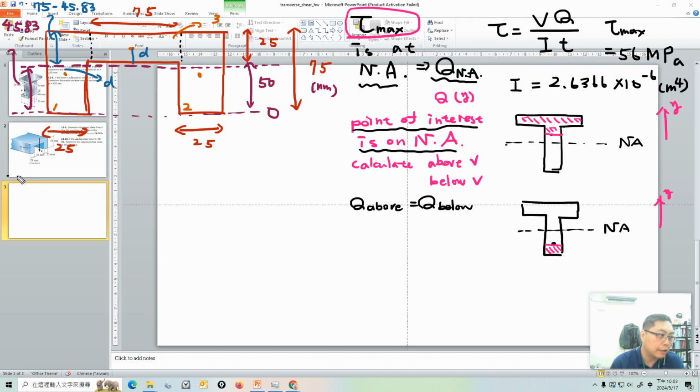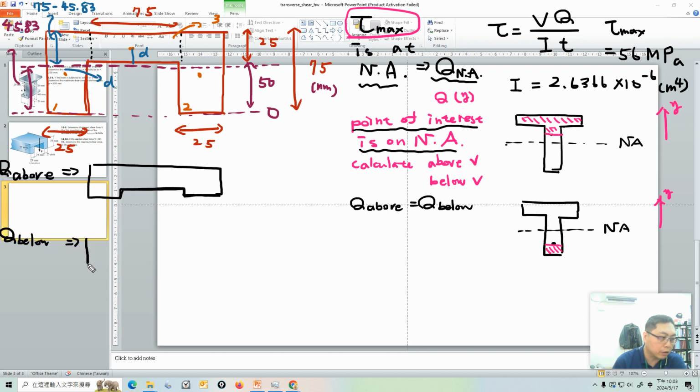Why? Let's check. If you want to calculate Q above, you are dealing with this shape. Don't forget the neutral axis is here, so the shape is like this. If we calculate Q above, the area will look like this. If we calculate based on below, what's the shape you are dealing with? You are dealing with this shape.